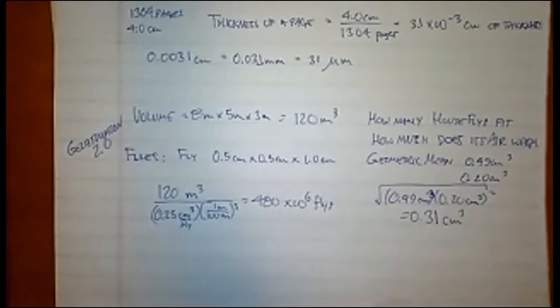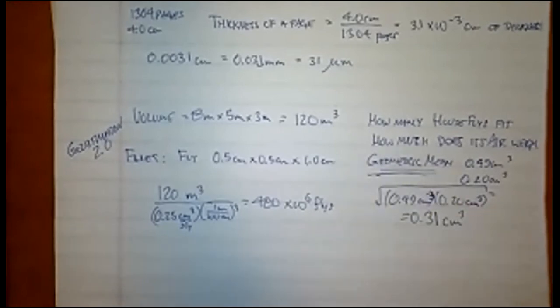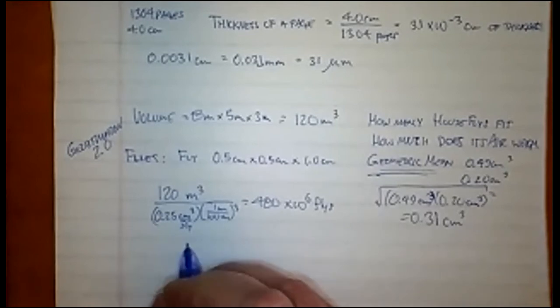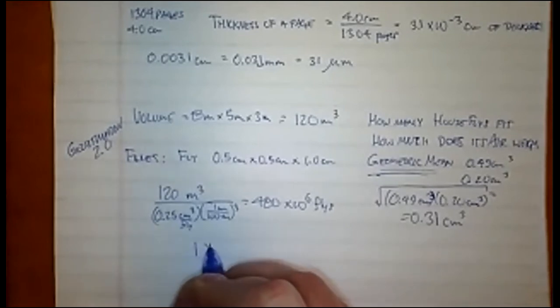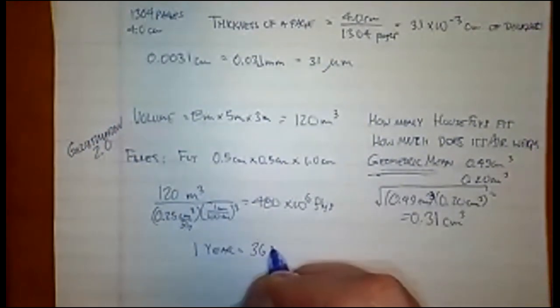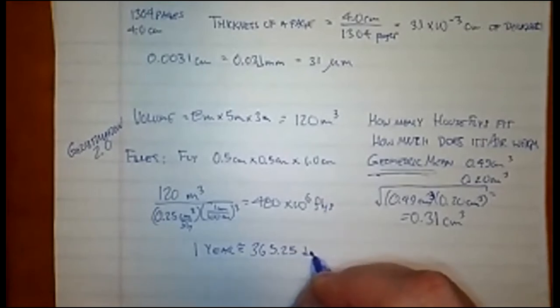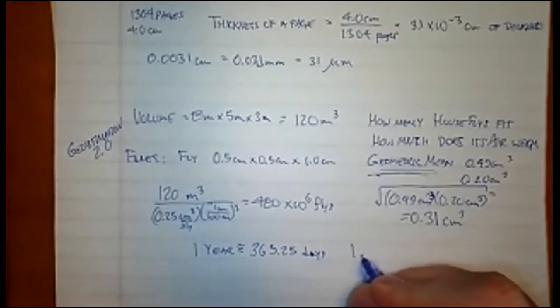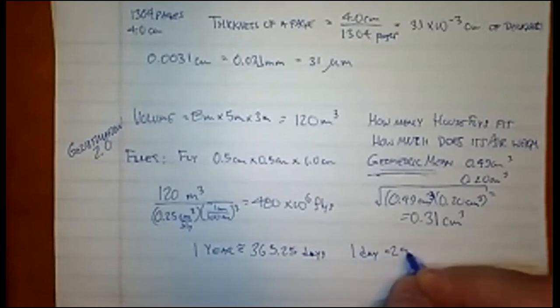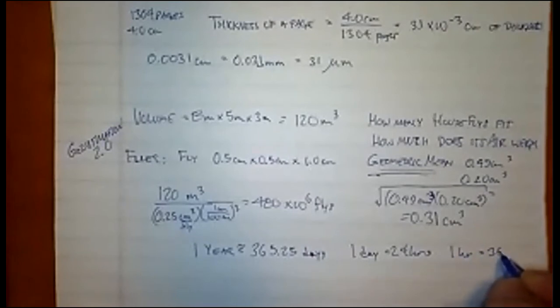One thing I will give you, in addition to this geometric mean thing, is I will remind you that the number of seconds per year, 1 year, is actually 365.25 days, approximately. And I know that 1 day is 24 hours. And I know that 1 hour is 3,600 seconds. These are all things you should know off the top of your head.